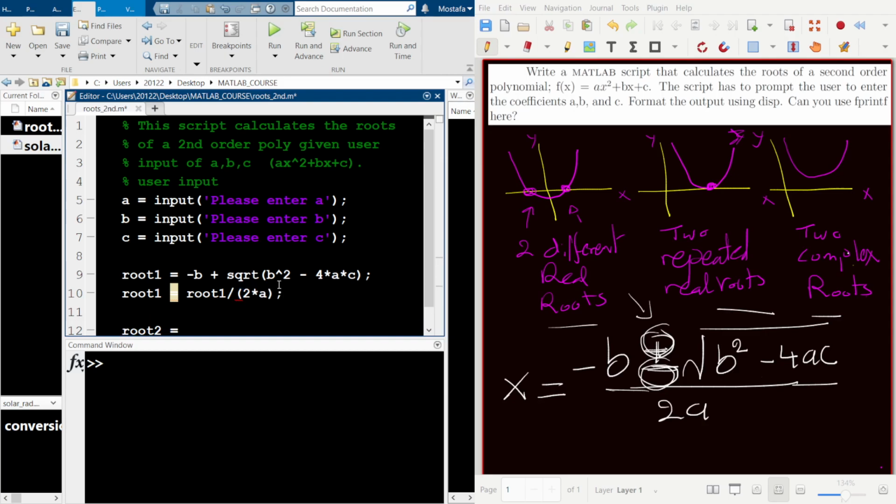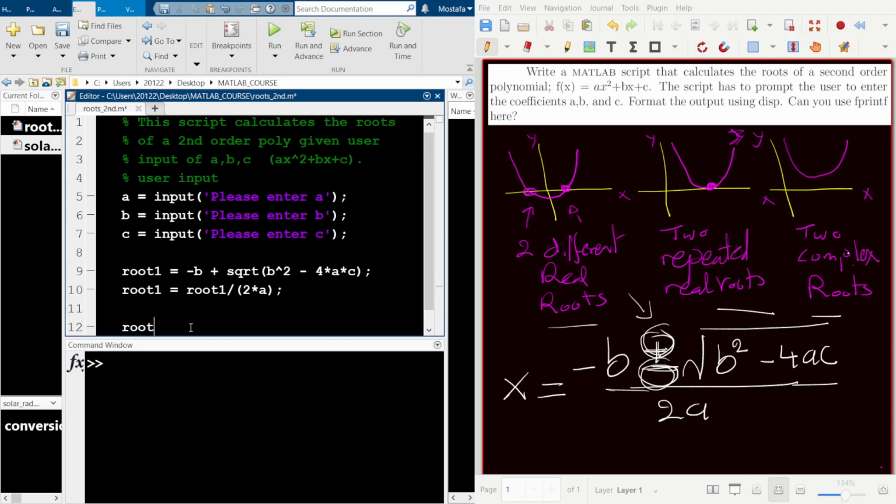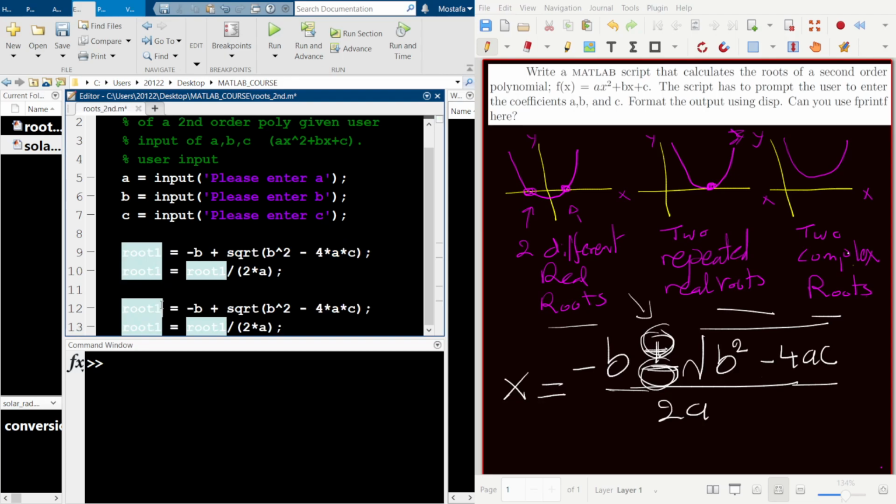All right, so that's the first root. I can pretty much copy everything here, and that will be the second root. I have to be careful, so I need to update this to R2, and update this to R2. Also, this has to be updated to R2. So root 2, root 2, root 2.